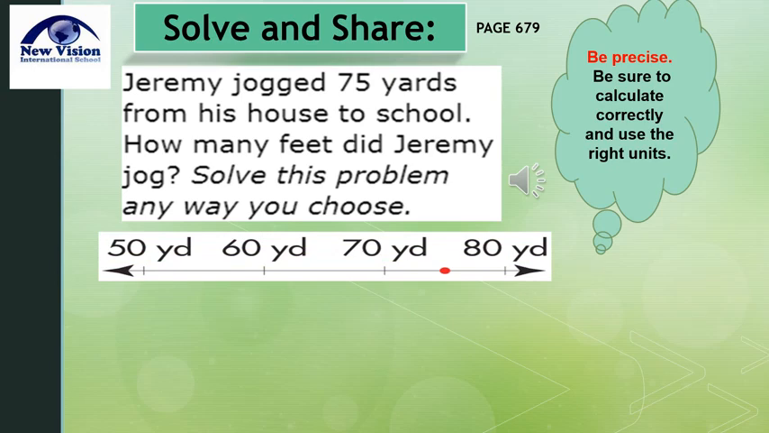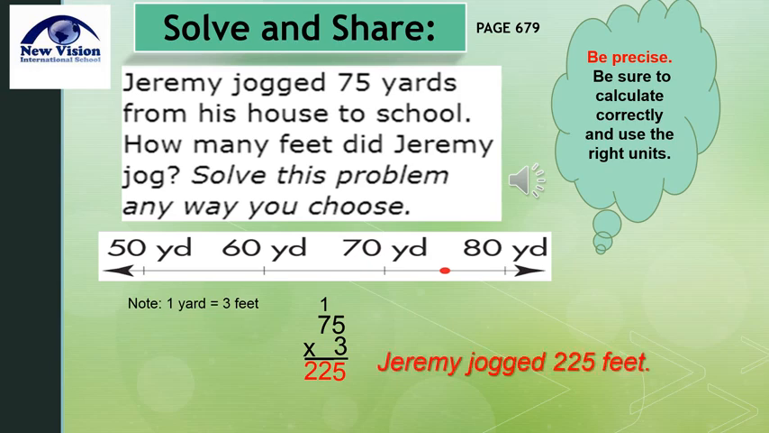So we have the illustration. Take note, in 1 yard we have 3 feet. So we will just multiply 75 by 3. So 5 times 3, so we have 15. Correct. So we put 1 up at 7 and 5 down at 3. Then 3 times 7 equals? Very good. 21 plus 1, it's going to be 22. Therefore, Jeremy jogged 225 feet.